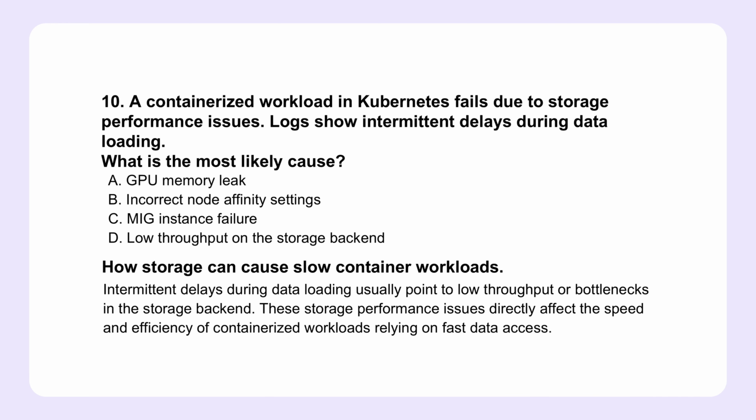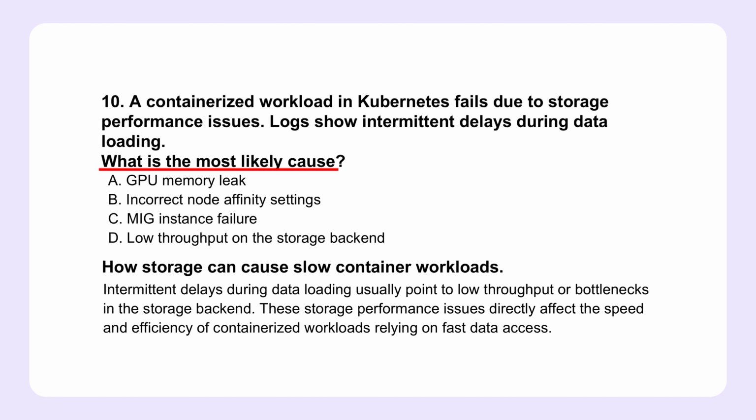You have a containerized AI workload running in Kubernetes. It's clearly having storage performance problems. The logs show these frustrating intermittent delays, specifically during data loading phases. Not always slow, but pausing inconsistently. What's the most likely cause behind that kind of symptom? Intermittent delays during data loading.